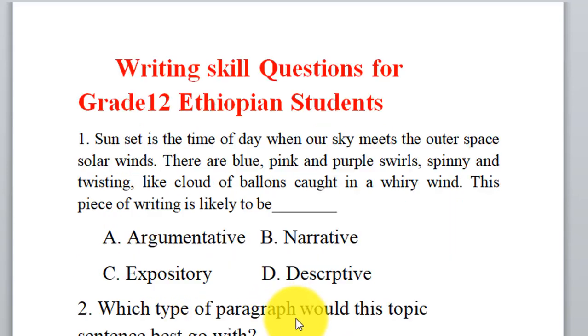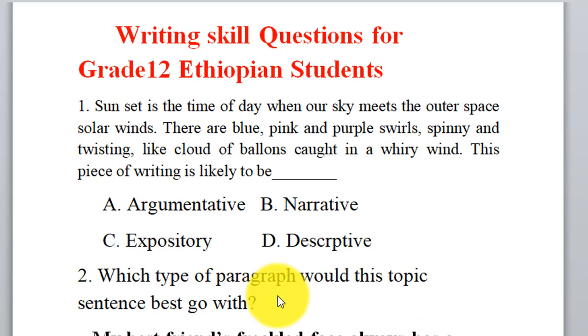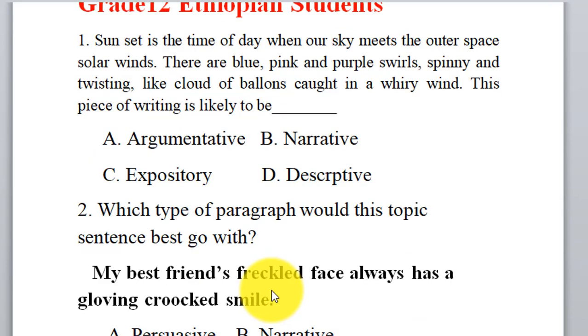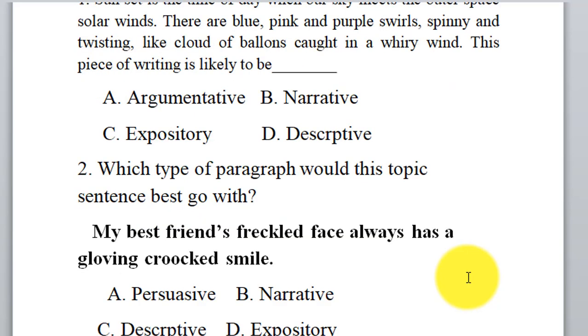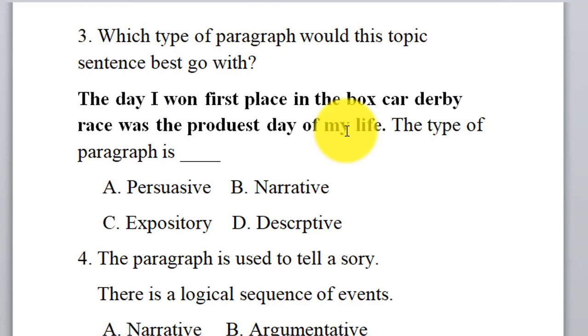So these are the different purposes of the paragraphs, please. When you come to question number 2 here, which type of paragraph would this topic sentence best go with? Look here: I remember the day I won the race. I'm going to narrate about the day which was the proudest day of my life, because I won that contest.